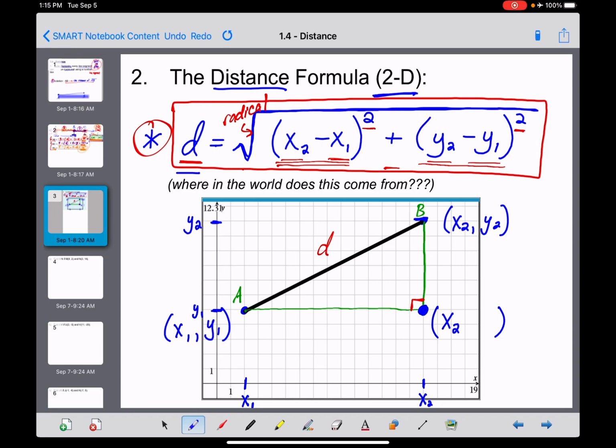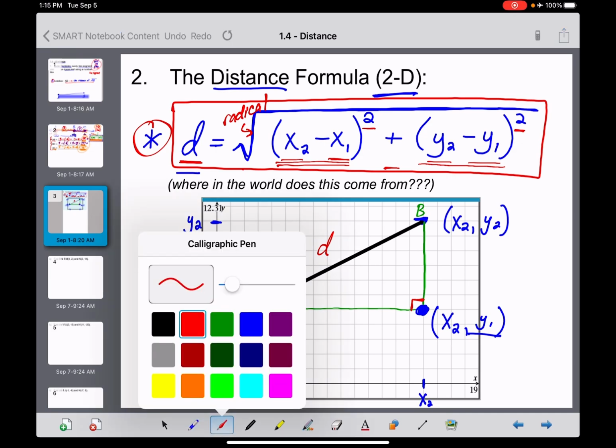So if we go back to this point right over here, guys, its y coordinate is going to be exactly the same as this y coordinate over here. So that's going to be y1. So that's the point where we took a turn right there. And now for the fun part.